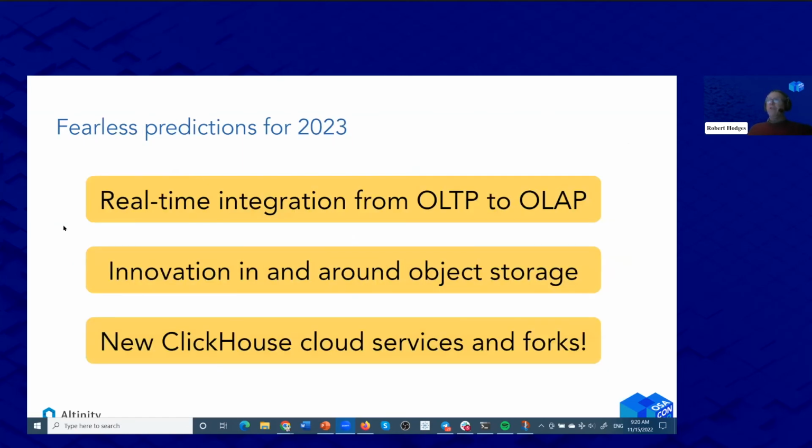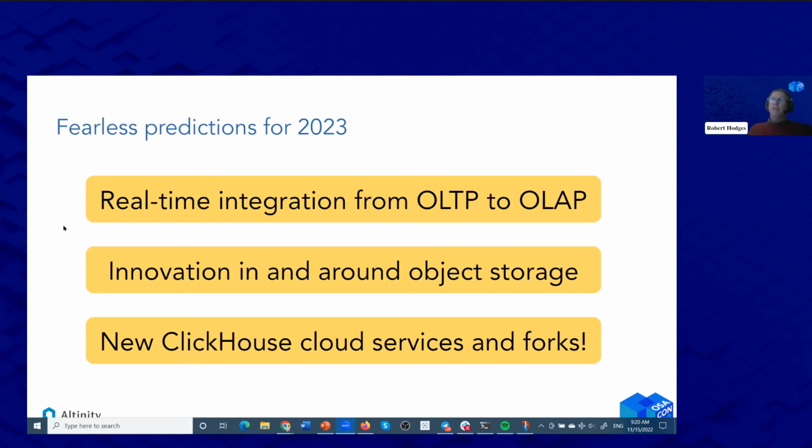So here's some predictions for 2023. Real-time integration from OLTP to OLAP, that's just a corollary of having real-time data. You want to get these transactions into the database as quickly as possible. So we're going to continue to see improvements on that. This is opening up an interesting door for HTAP, which is a new solution for many people.